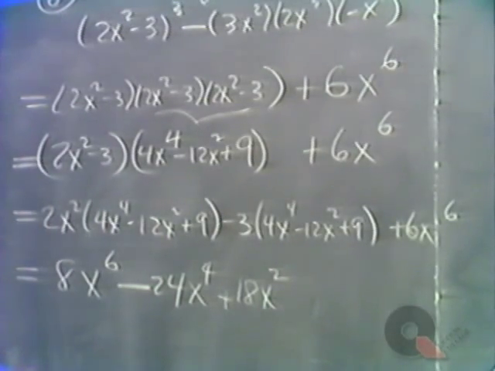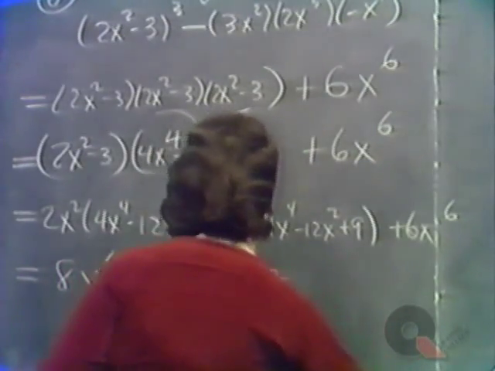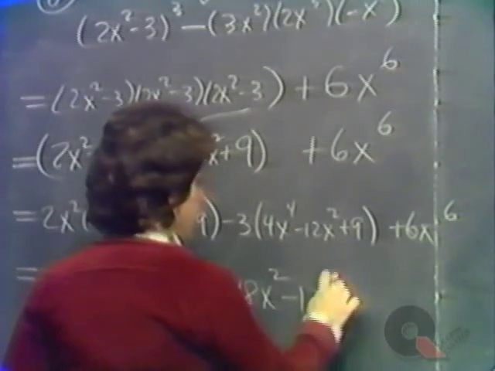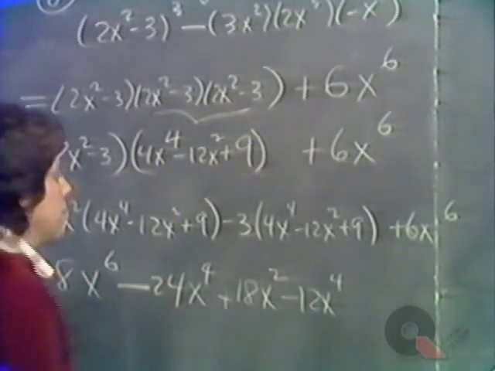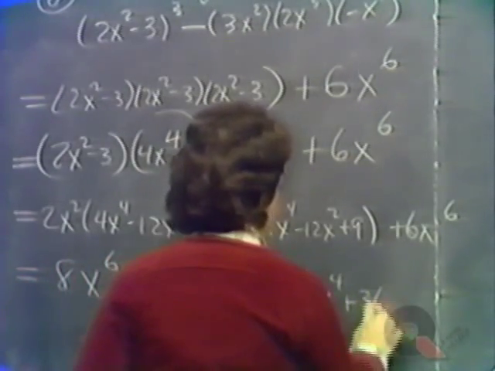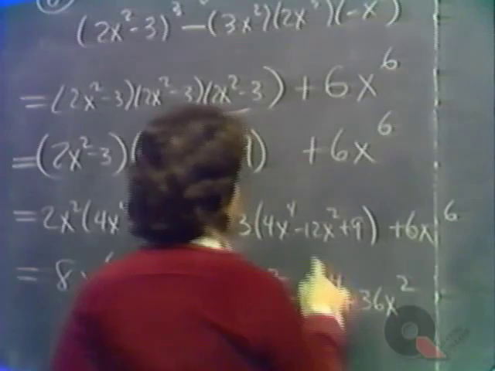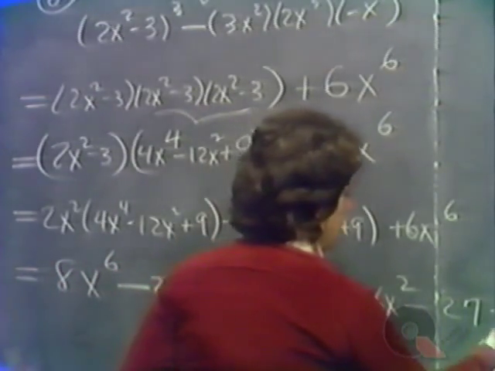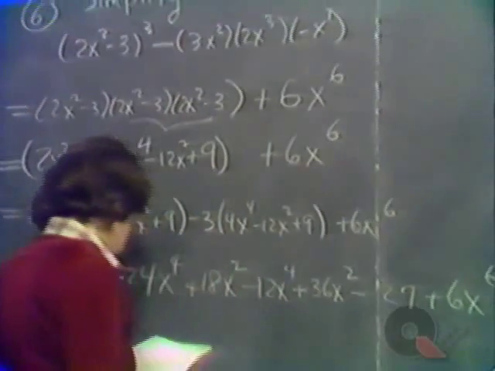Now distributing the minus 3. Minus 3 times 4x to the 4th, that's minus 12x to the 4th. Minus 3 times minus 12x squared is plus 36x squared. And minus 3 times plus 9, minus 27. And plus 6x to the 6th.